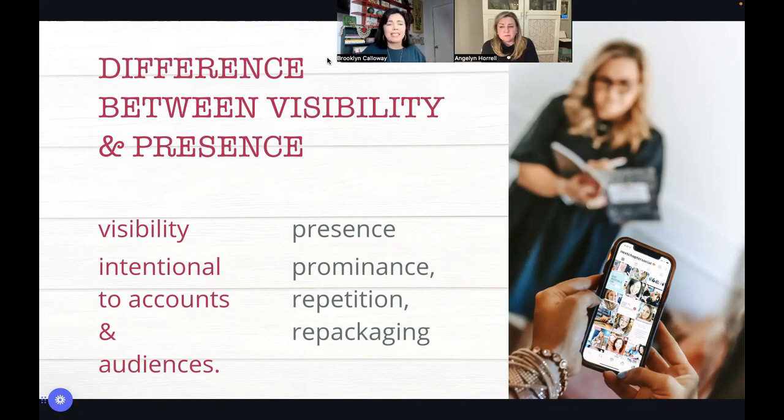Visibility means that you're intentionally targeting other accounts and audiences that are parallel or that would like what it is that you do or sell. So visibility is the key word here, is being intentional about tagging and collaborating with other accounts that have audiences that would pick up what you lay down online. Presence is about your prominence online, repeating yourself, saying it more, repackaging this content and putting it on YouTube and putting it over on Instagram and having it on Facebook and sending it out in an email. Presence is different than visibility.